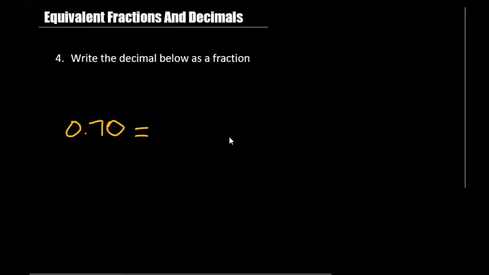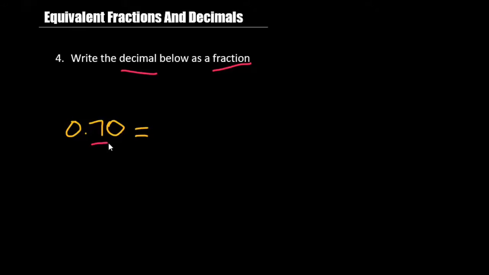For question 4, we have write the decimal below as a fraction. So our decimal now is 0.70. 7 is in the tenths place, but we also want to count the place that is to the right of it as well. So instead of just counting 7, we're going to count 0 as well. So 70 cannot be over 10 because 70 is in the hundredths place. So we have 70, and since it's in the hundredths place, we have 100 as our denominator.